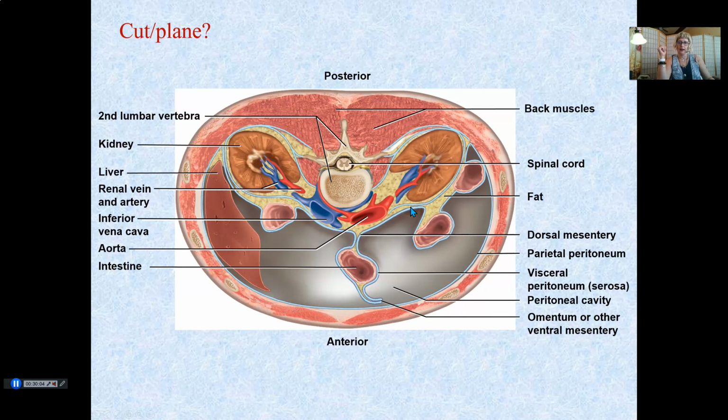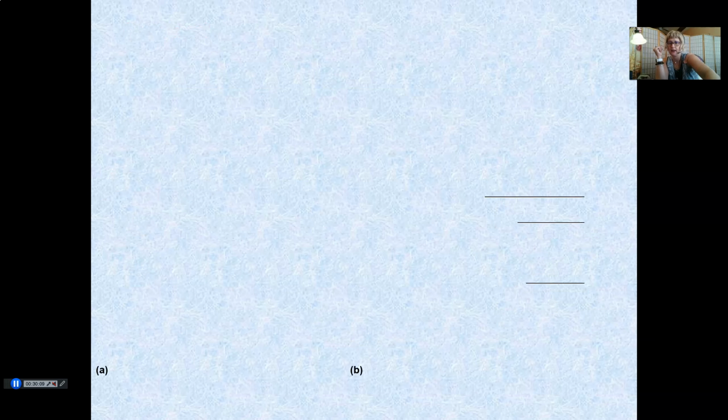All right, let's keep going because I'm only 8 out of 38 slides and I got to get through this. And we are at 30 minutes. All right, quadrants. So we're finished with the body planes. Let's move on to quadrants.